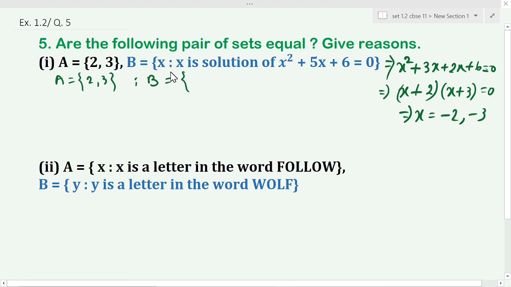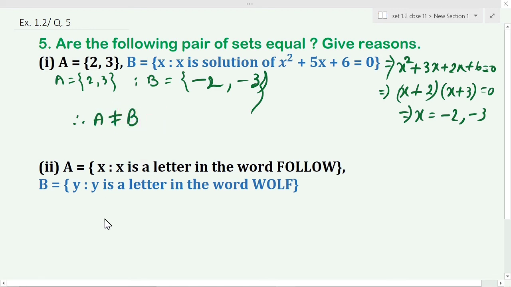so B contains minus 2 and minus 3. Now A contains 2 and 3 and B contains minus 2 and minus 3. As A and B contain different elements, so A not equals B, therefore A not equals B.